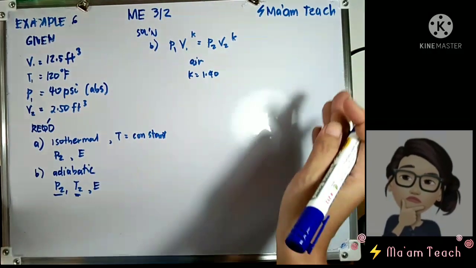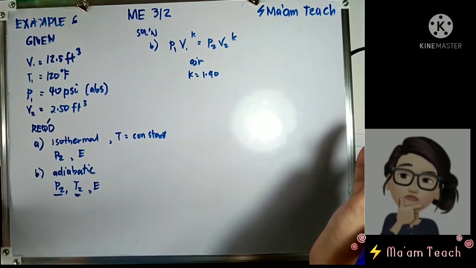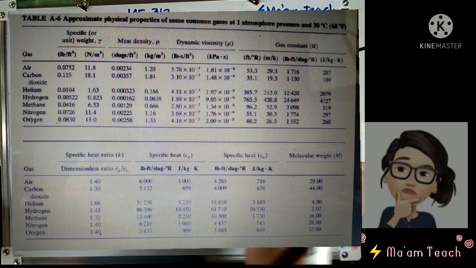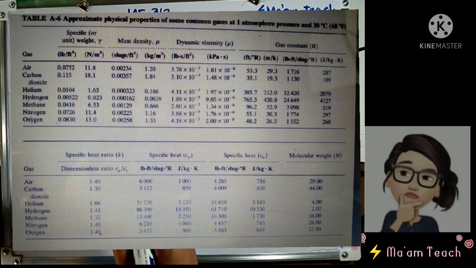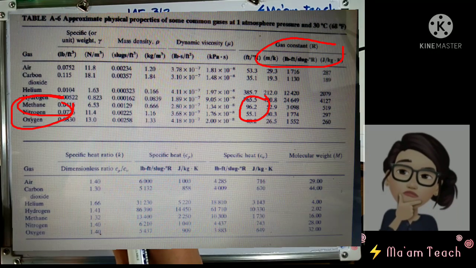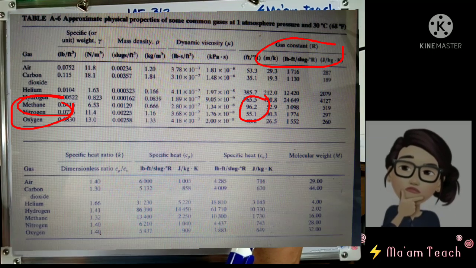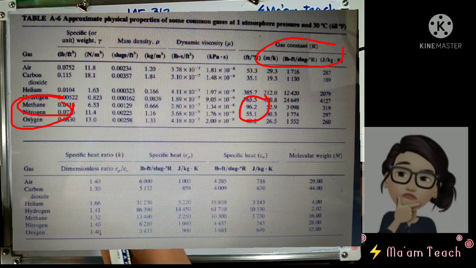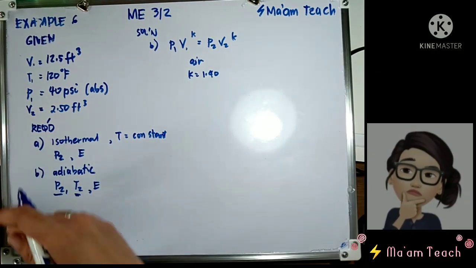And as you can see, there is also a value for the gas constant in certain substances, just like in your example last time with methane. As you can see, the constant R has a value of 96.2. Okay, the same as what we used in our problem last time.